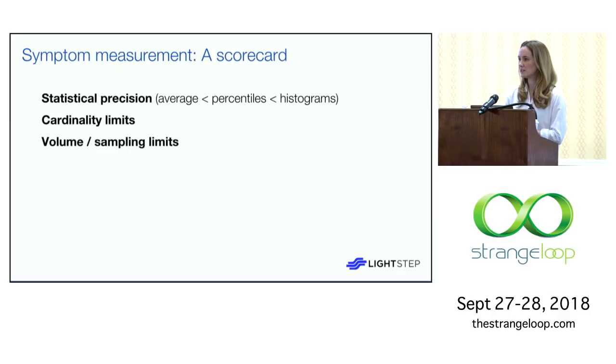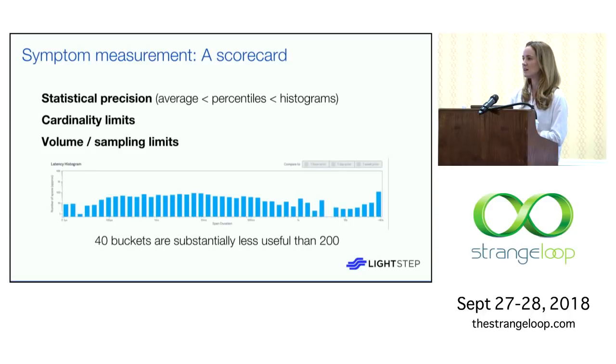Another thing that's important is the volume or sampling limits of the system. So here's an example where in our internal product, we decided to try reducing the number of histogram buckets from 200, which was the default, to 40, which we thought seems like it should be enough to describe a lot of data. And what you can see is that you pretty quickly lose the usefulness of this histogram. What used to be distinct shapes now looks like kind of a blob and is no longer very useful. So it's important that the system can handle high volume and does so without doing too much sampling, without losing the fidelity of the data.